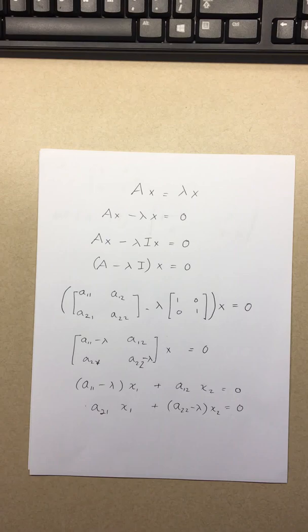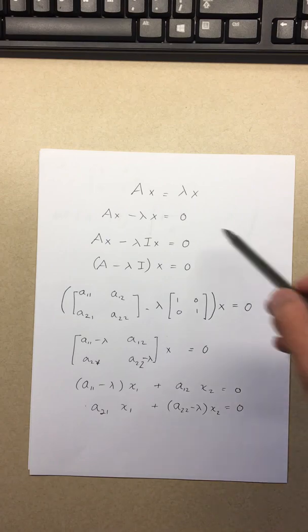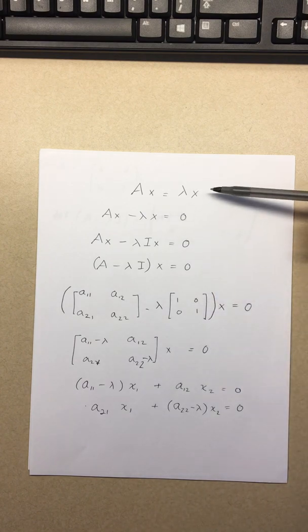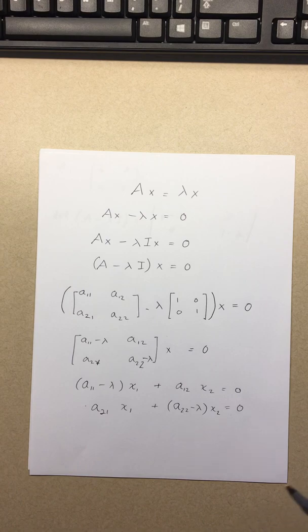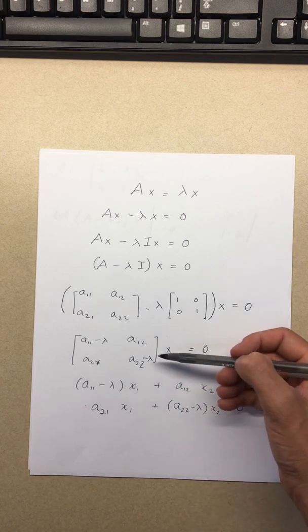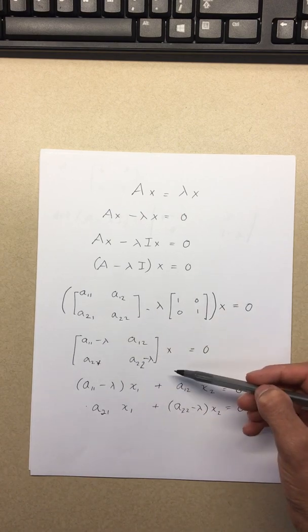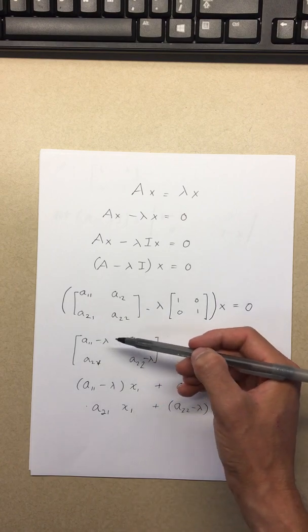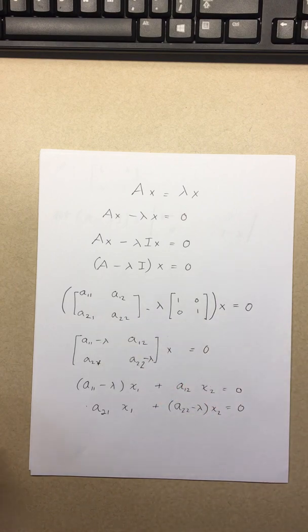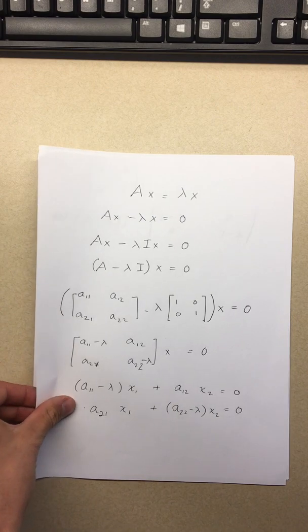In the previous video, I showed how to reduce this eigenvalue eigenvector equation down to here. When you do this, you end up coming up with this special matrix, this one, where you have the numbers along the diagonal subtracting your eigenvalue. This is an important matrix that you use to solve for the eigenvalues.